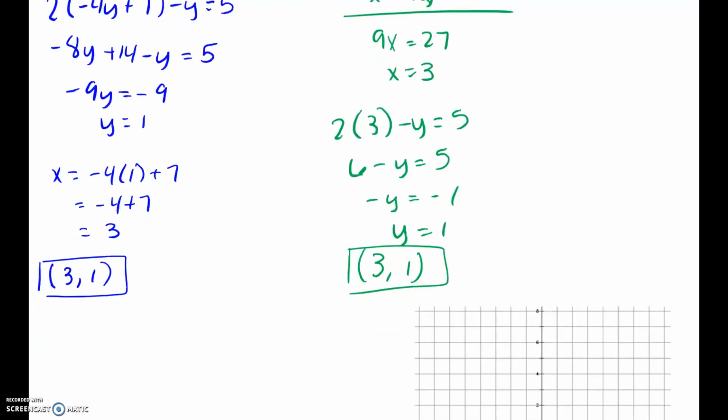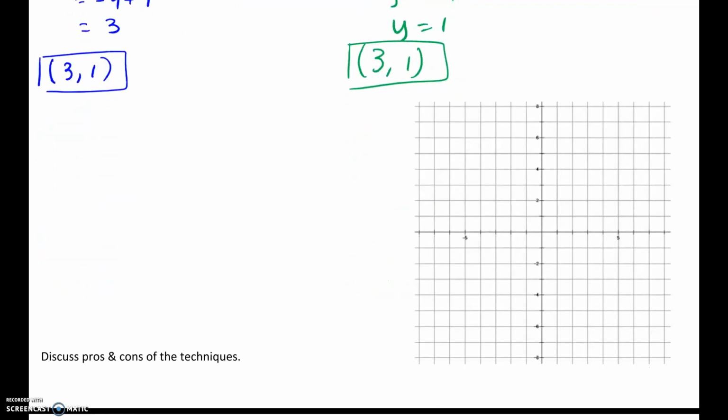So I'm going to rewrite my equations down here by the graph. Let's put the graph up. Okay, my equations are 2x minus y equals 5 and x plus 4y equals 7. You notice that we already know what the answer is. That answer is a point. So these two lines should intersect in one point and I should get one answer.